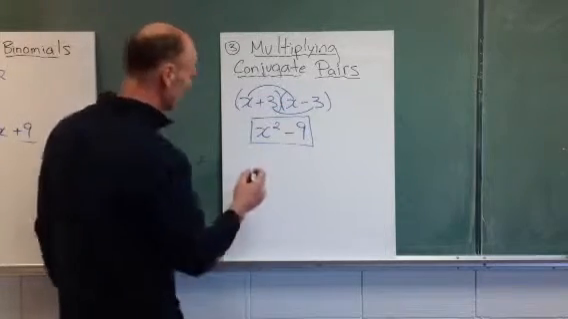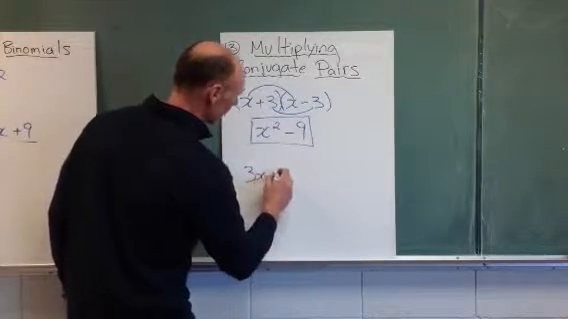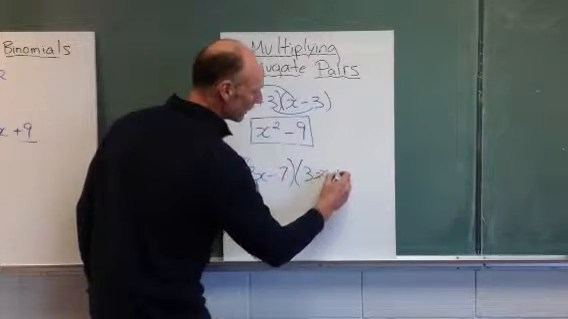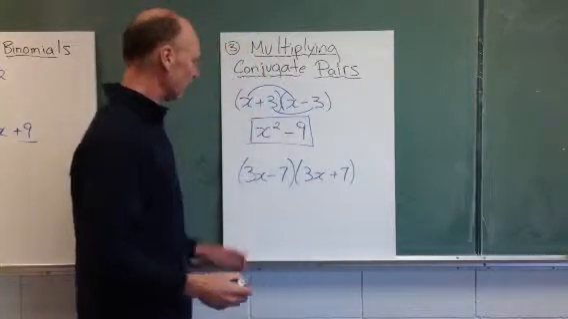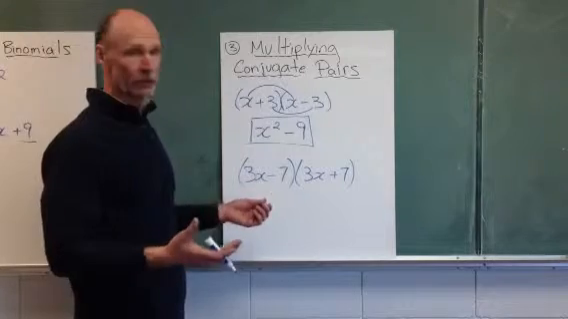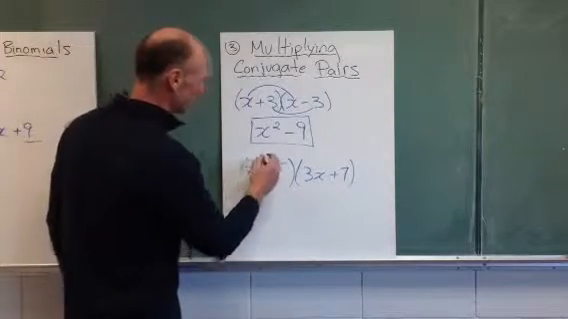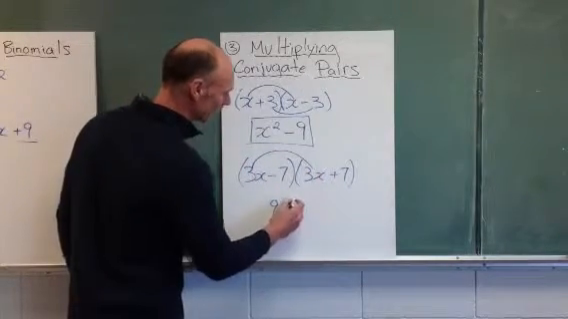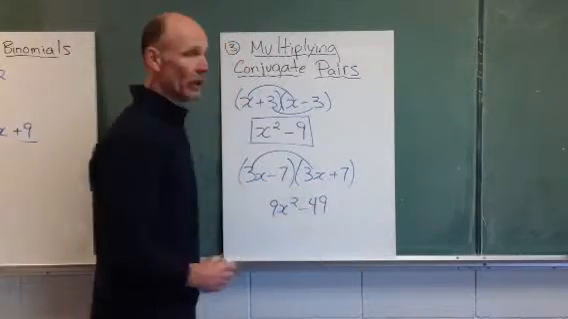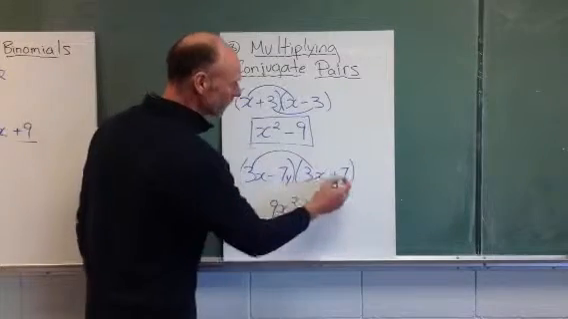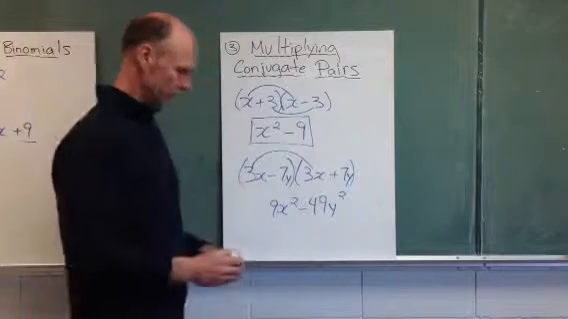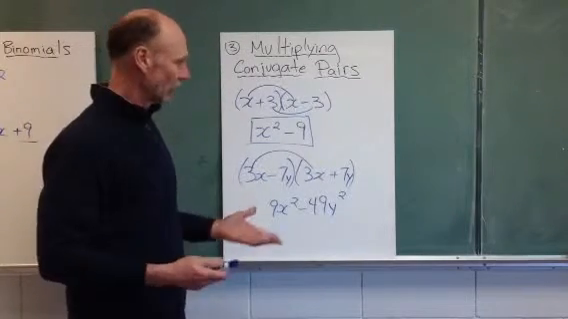Let's try a more difficult one. 3x minus 7 times 3x plus 7. Okay, again, I recognize they're identical except for one pair of signs. I know the middle terms are going to cancel out if I use FOIL, so don't use FOIL. 3x times 3x is 9x squared. Negative 7 times positive 7 is negative 49. And I'm done. Had there been a y in here, then it would be negative 49 y squared. All right? Okay, well, that's it.